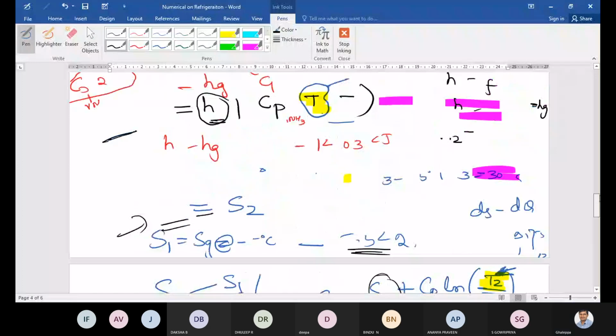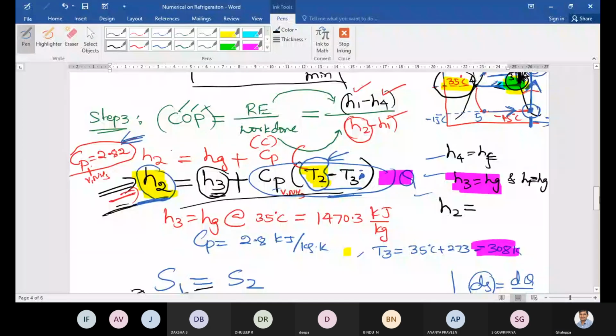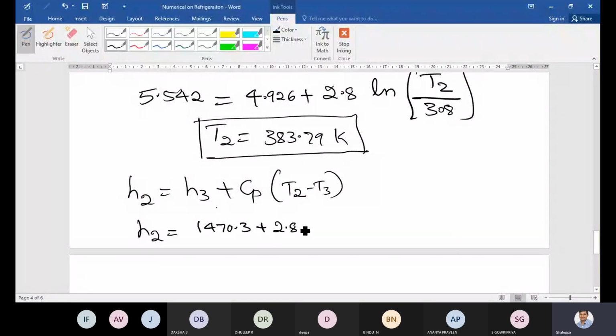1470.3 plus 2.8. T2 383.79. Again T3 308. So H2 is equal to how much?